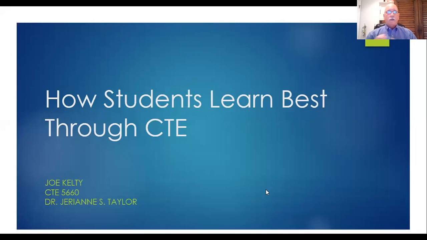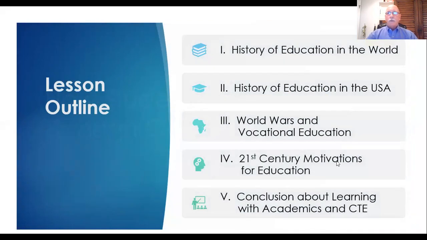Okay, my lecture today is on how students learn best through CTE. And I've broken this into 5 sections. This lesson outline shows our 5 sections.